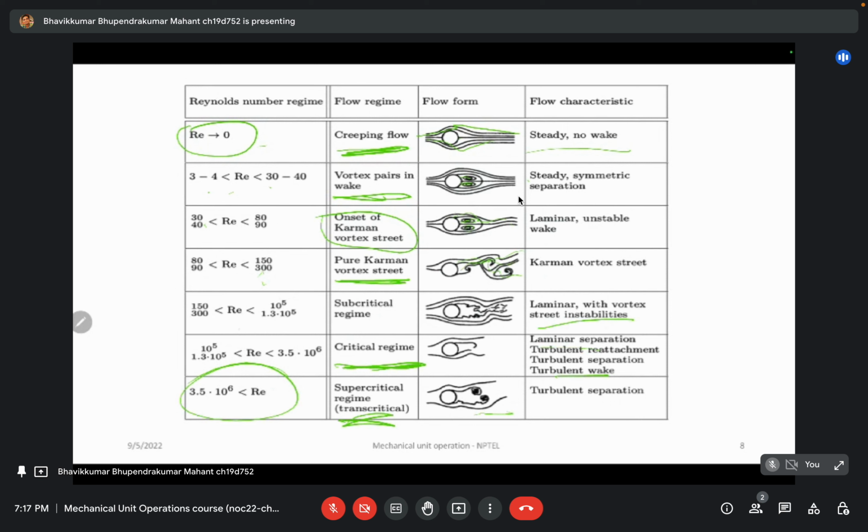So these are the kinds of Reynolds number regimes you can consider, and depending on that, the impact and characteristics of flow will be encountered as you go through this different Reynolds number series.